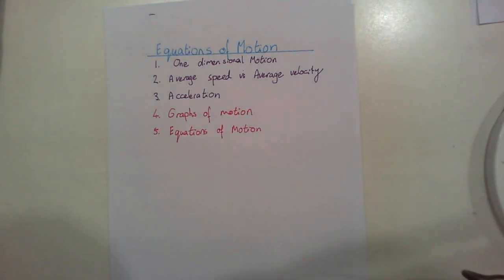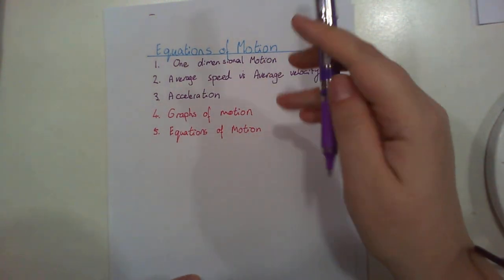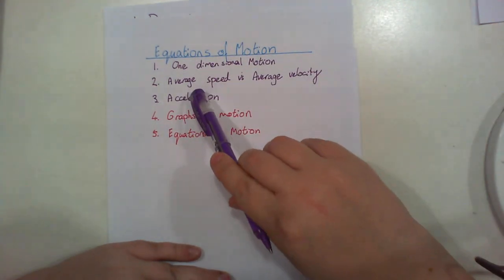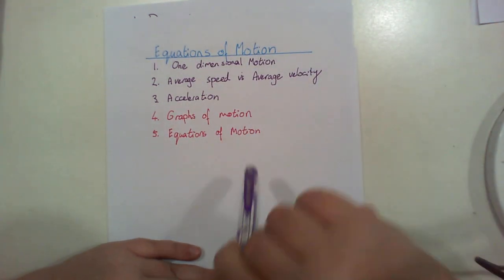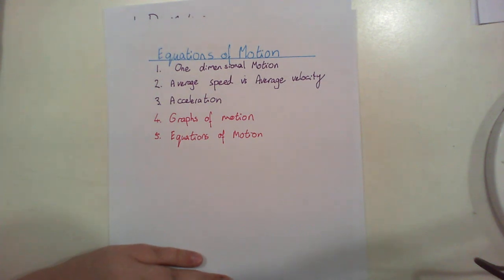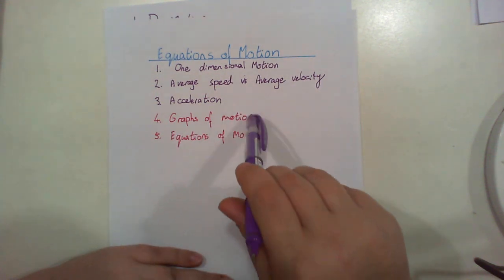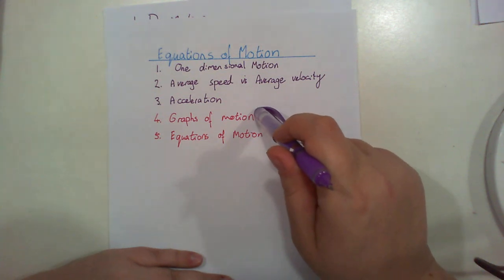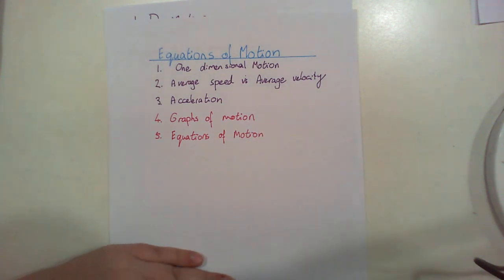Let's have a little roadmap here. In this video we will be covering the concept of one-dimensional motion, what average speed is versus average velocity and how to do basic calculations, and the basics of acceleration, followed by some problems. In the next video, we will cover graphs of motion, and possibly in the same video, or maybe a following one, we will cover equations of motion. So here's our little roadmap.